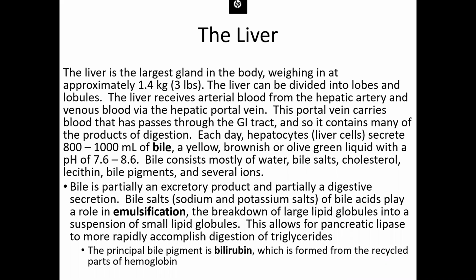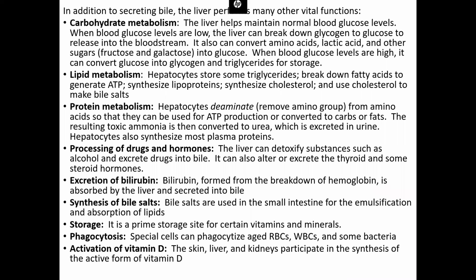Principal bile pigment is bilirubin. We've talked actually about bilirubin before. It's formed from the recycled parts of hemoglobin. One of the functions of our liver actually is to recycle parts of hemoglobin. Aside from secreting bile, you can see there are a lot of other things our liver does.